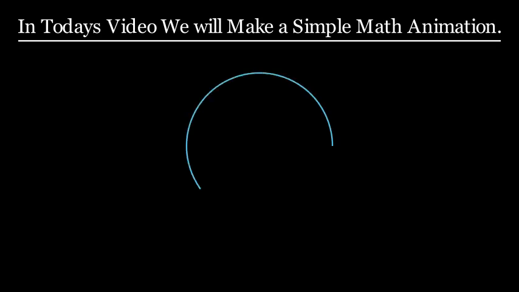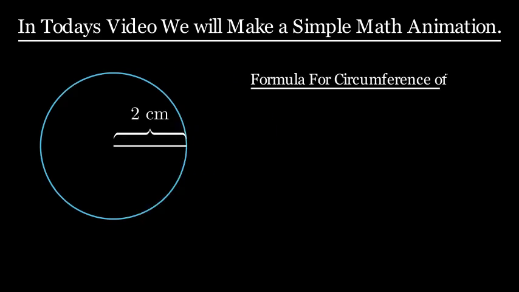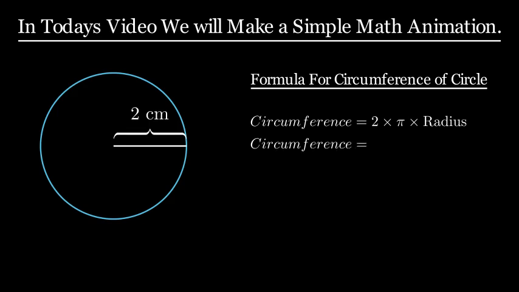Let's draw a simple circle with a radius of 2 cm. Now let's write the formula for the circumference of a circle. The formula for the circumference of a circle is given by circumference equals 2 times pi times radius. Here our radius is 2 cm, so the circumference is equal to 2 pi times 2 cm. So our circumference for this circle is 4 pi centimeters.